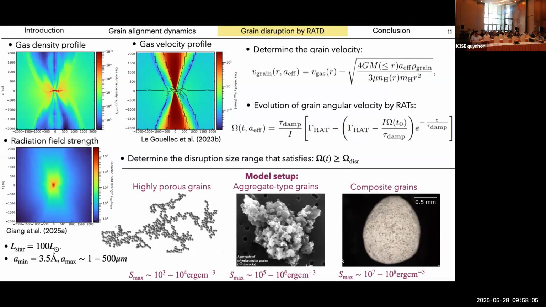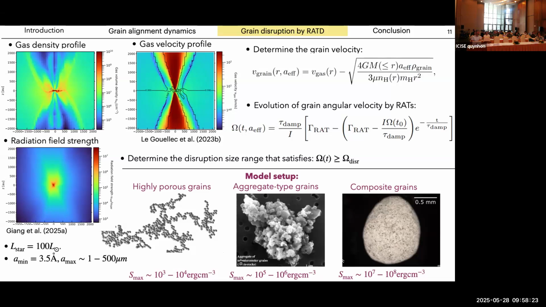And then we can calculate the evolution of the grain angular velocity by the RAT while the grain is transporting inside the outflows. And then we compare the angular velocity of those grains with the disruption angular velocity in order to determine what size of grain will be destroyed by radiation.